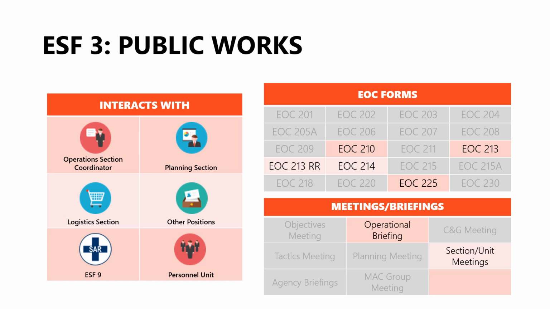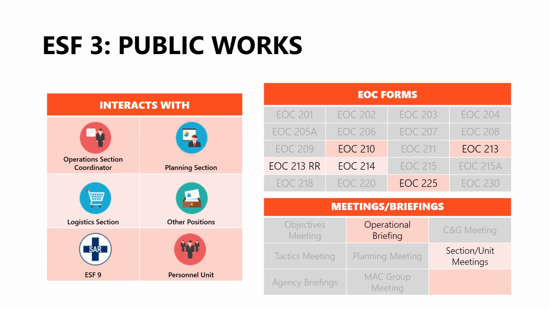ESF 3 Public Works. This group is going to be responsible for the coordination of debris management and removal. They're assisting law enforcement with road closures, including providing electronic sign messaging, regular road closure and detour signage, and other equipment such as barricades and traffic cones as needed. They're assisting fire and law with search and rescue with the use of heavy equipment. And they're assisting ESF 1 with transportation route development.